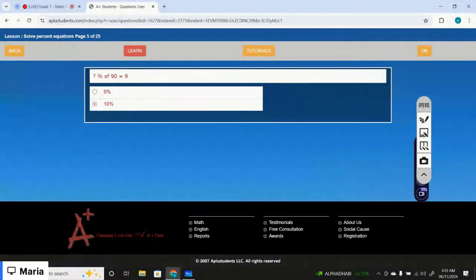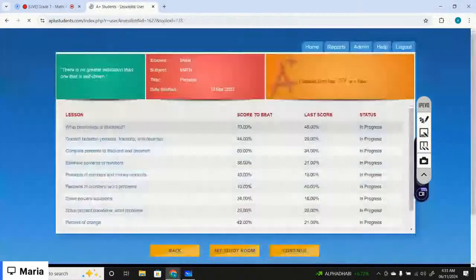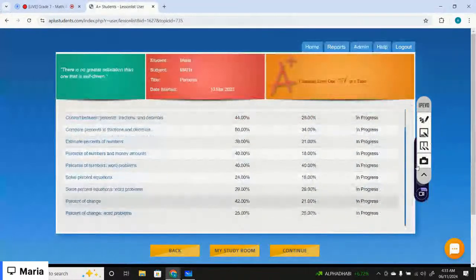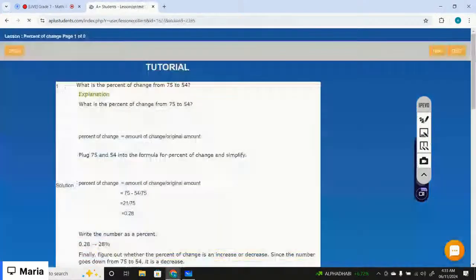Okay, you can complete the lesson by yourself later today. Let me just move on to the next lesson. The next lesson is the last lesson from the chapter percent of change. Okay, so let's just start with the lesson.